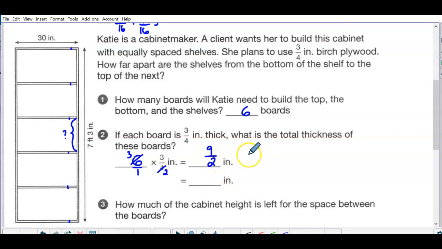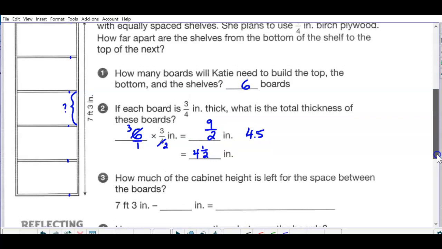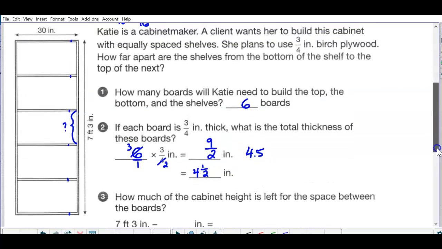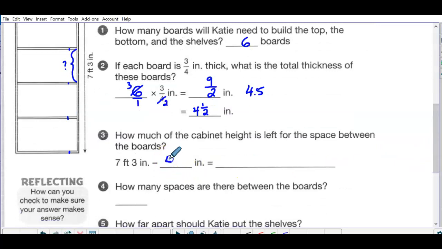What's that as a mixed number? We can show that as 4.5 inches. As a decimal, it's 4.5. Okay, so that's the total thickness of the boards. How much of the cabinet height is left for the space between the boards? So basically, we know from the very bottom to the very top is 7 feet 3 inches. Of that, 4.5 inches is actually used up by the wood. So what's left over is the actual air, the space in between.